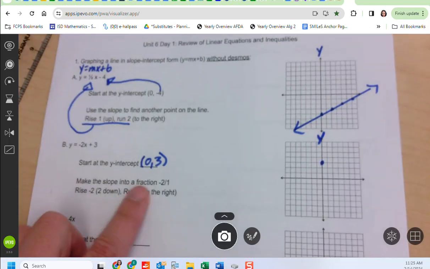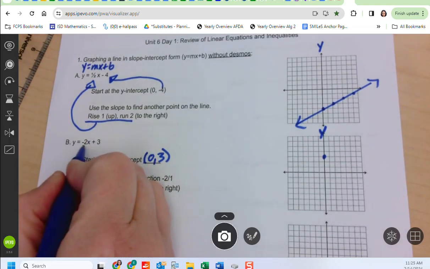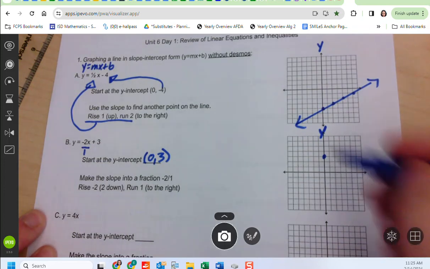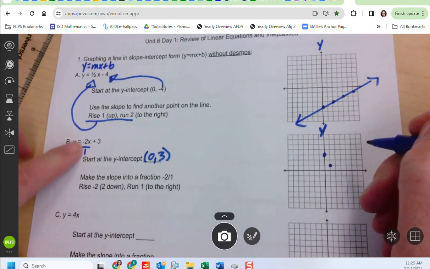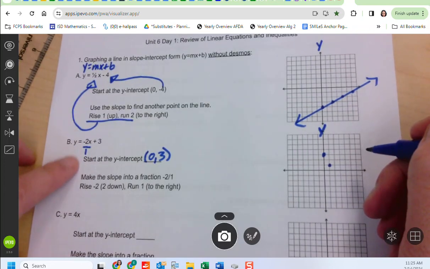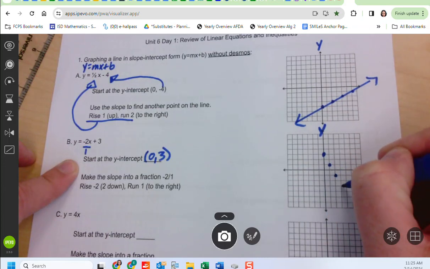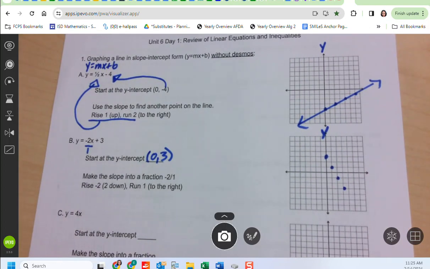And then you're going to make your slope into a fraction. So it doesn't have a denominator, but you can give it a denominator by putting it over 1. And so now we know we're going to go down 2 and right 1. The 2 is negative, but the 1 is positive. So I keep going right. Down 2 and right 1. And then use your ruler to make that line.